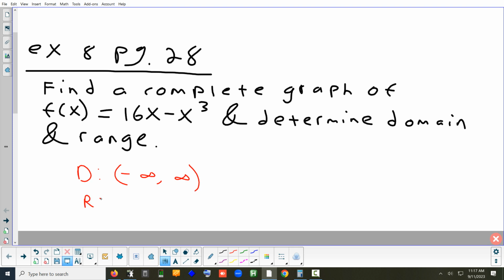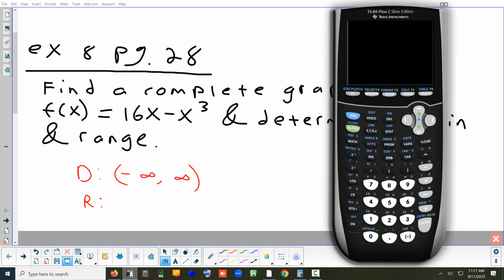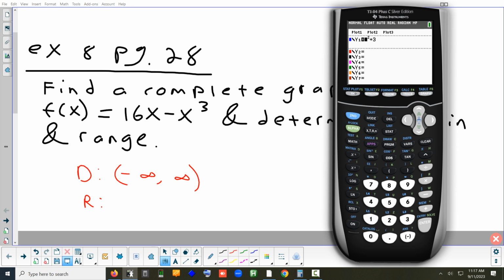Okay, range. Range is a little harder to figure out than domain, which is why we usually graph it. And then we take a look at how high and low the graph goes. Domain is left and right. Range is up and down.